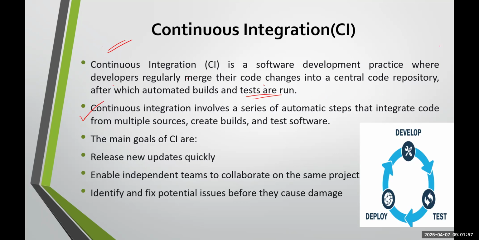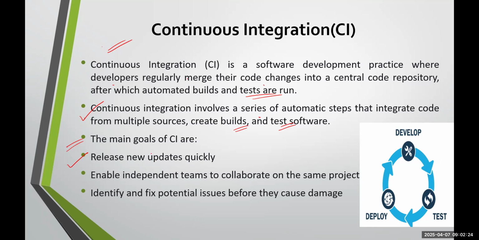Now coming to how this journey will be automatic, it is possible through a tool. In the tool, we can set this process so that continuous integration involves a series of automatic steps that will integrate the code from multiple sources, create the build, and finally we can go for testing. So that is possible with the CI process. The main goal is what? To release new updates quickly.